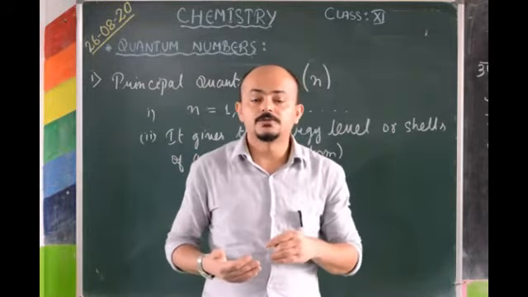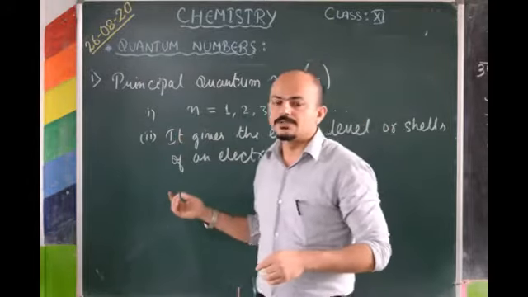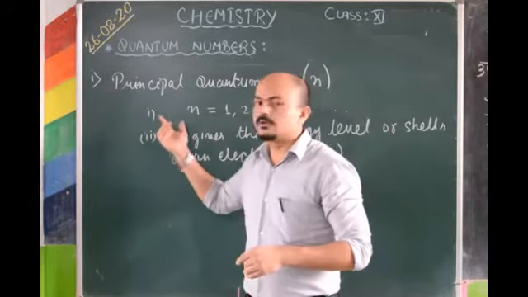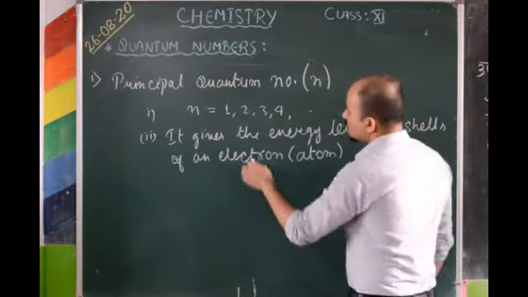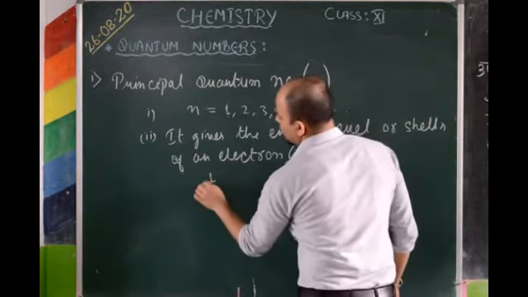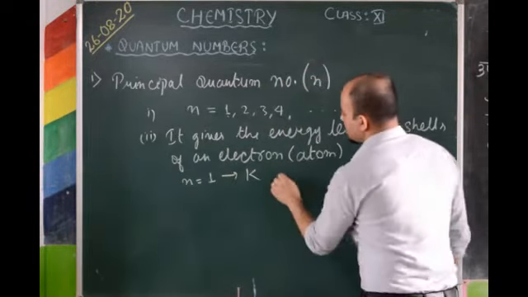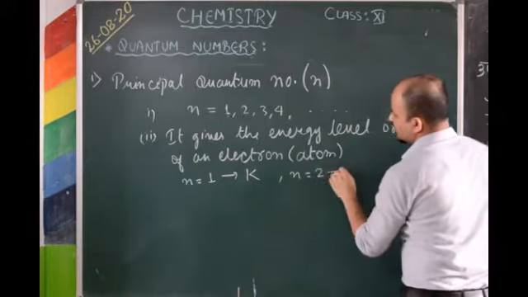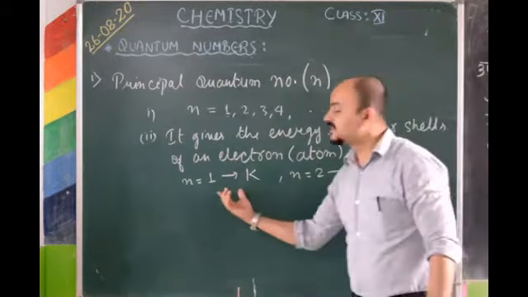Now we will be going into more specific detail. So this principal quantum number tells us about the shell. If the value is 1, when n equals 1, then it is in the K shell. When n is equal to 2, then it lies in the L shell. So this knowledge you already have.